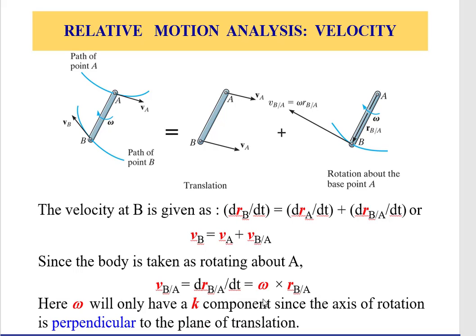So simply, because omega for 2D planar motion is in the k direction, and RBA is going to depend on a Cartesian coordinate system if you're using it, x and y, that's going to produce a vector perpendicular to these two.